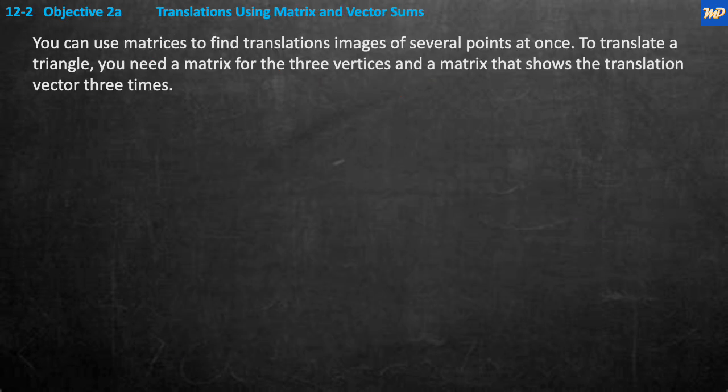Okay, objective 2A, and it's A because there are 2 slides that we're going to look at for objective 2. It's broken into 2 pieces. Translations using matrices or a matrix and vector sums. So you can use matrices to find translations, images of several points at once. To translate a triangle, you need a matrix for the 3 vertices and a matrix that shows the translation vector, 3 times, for the 3 vertices, each one. Okay?